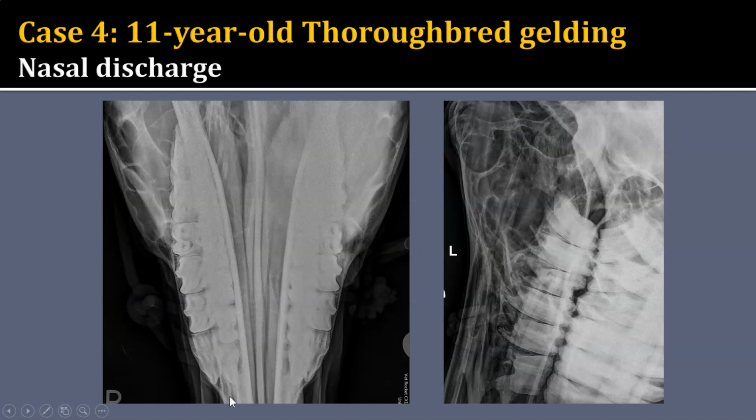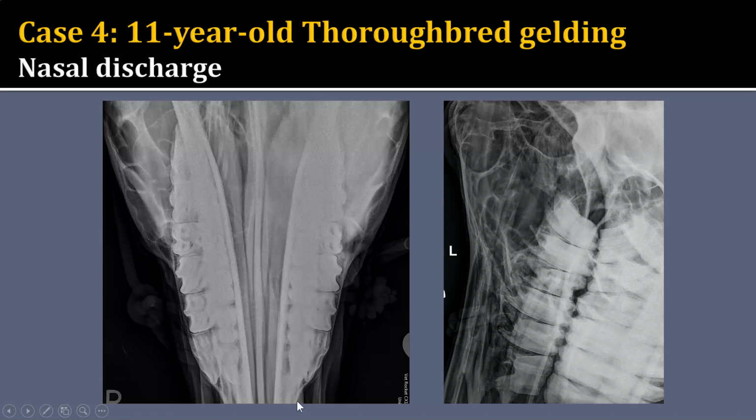Case number 4 is an 11-year-old thoroughbred gelding that is presenting for nasal discharge. And we have just two views for us to evaluate. So this is our dorsal ventral view. And then this is a lateral oblique view. It's labeled with an L. So we're looking at the left nasal passages and left maxillary arcade. And then there's some superimposition of the right maxillary arcade and the mandibular arcades.